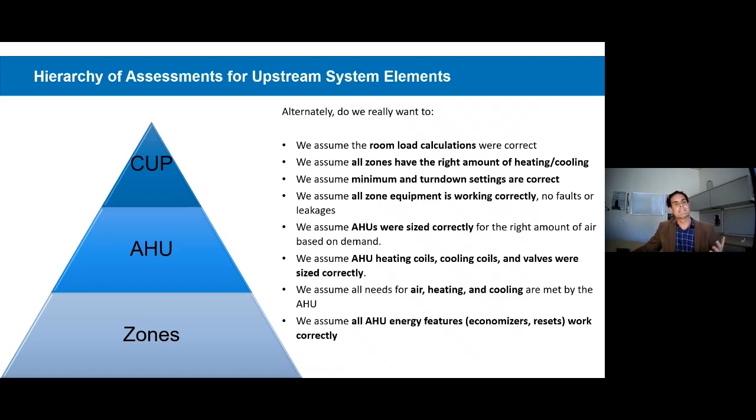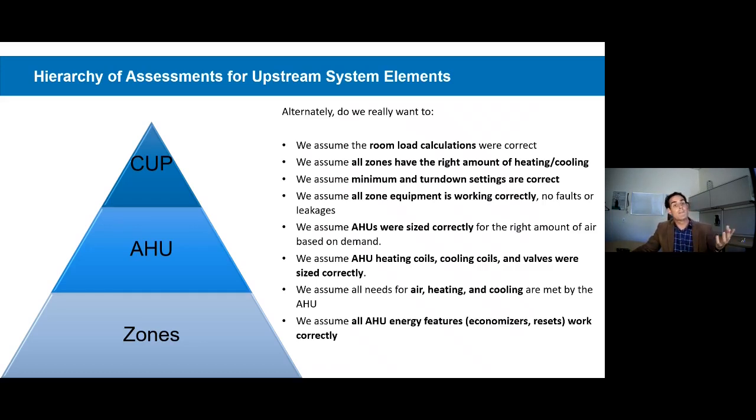We could talk about this the other way. If we don't assess the systems in buildings from the bottom up in this pyramid, then what we're really doing is taking on a big list of assumptions. So we would be assuming that all of the zone calculations are correct. We would be assuming that whoever drew the plans 15 or 20 years ago, that all their work was right. The zones have the right amount of heating and cooling. We assume that the turn down settings are already correct. We assume correct operations. We assume the air handlers were sized correctly. We assume the heating coils, etc., are all sized well and functioning well. So when we look at it this way, it's really a tremendous lot of assumption. And in 9 out of 10 cases, at least some of those assumptions are false.